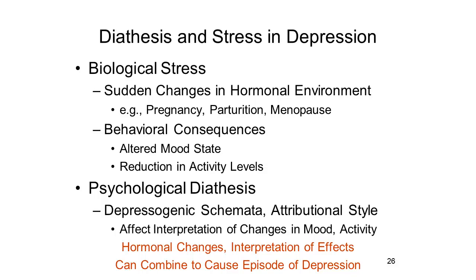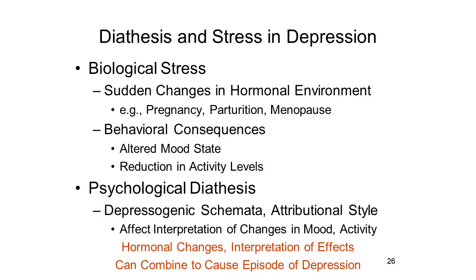Consider how this reversal of the standard account of diathesis and stress might help explain the incidence of things like postpartum depression, which occurs in some, but not all, women who have recently given birth. Some women also become depressed during pregnancy, and others become depressed after they've experienced menopause. All of these events, pregnancy, parturition, and menopause, are associated with fairly sudden biochemical changes, big changes in hormone levels, that may alter the person's characteristic mood states and activity levels. So here we have a biological stressor, sudden changes in the individual's hormonal environment, that has certain behavioral consequences like altered mood state and reduction in activity level.